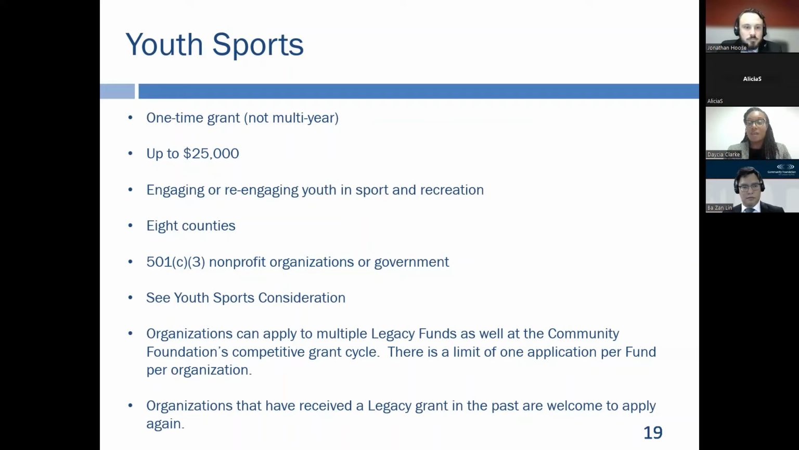We will receive applications from 501c3 nonprofit organizations, municipalities, and schools. To repeat my counterparts, although you can apply to multiple legacy grant sections, you can only submit one project for youth sport legacy grants. And previous applicants who have received grants are welcome to apply again.